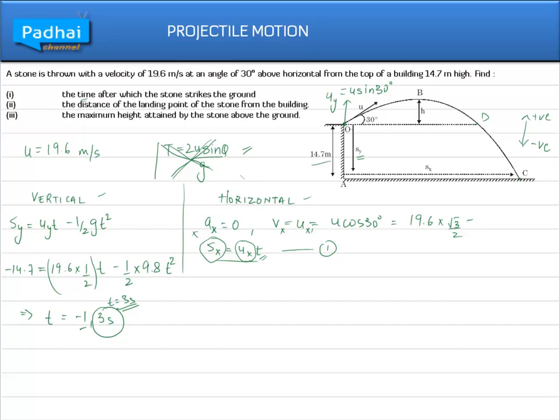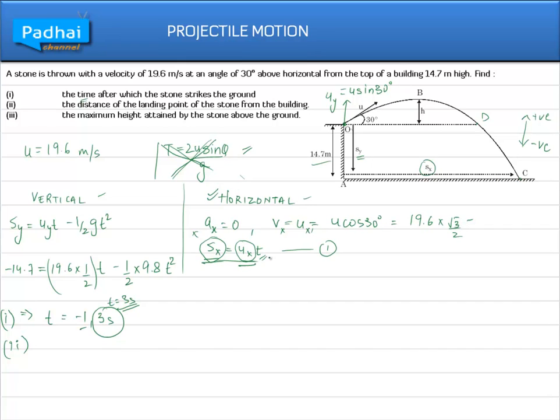We basically divide it into two parts, horizontal and vertical. Now, the first part we have calculated. This was basically the first part. Now let us move on to the second part. What is the second part asking? The distance of the landing point of the stone from the building, right? So that means Sx, this path AC, it is asking. AC is the horizontal distance, so we have to come to the horizontal motion.